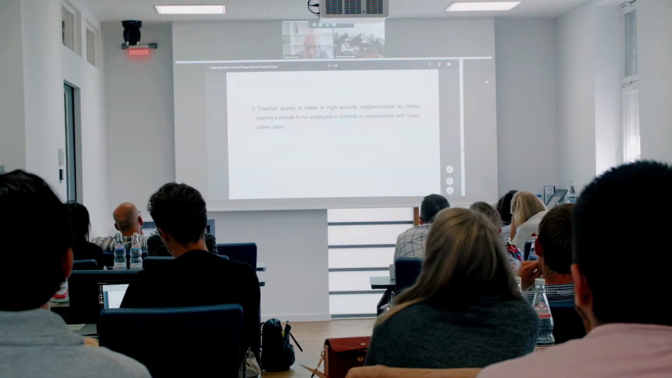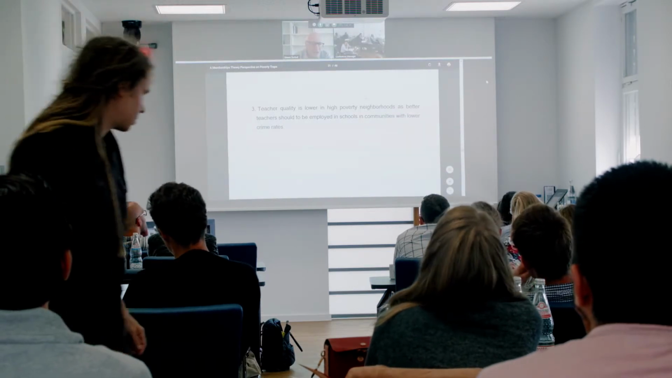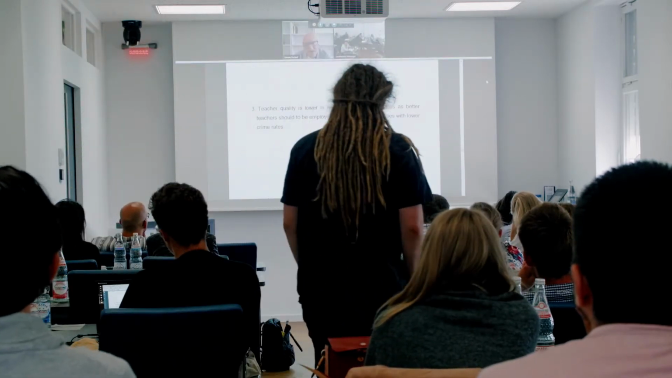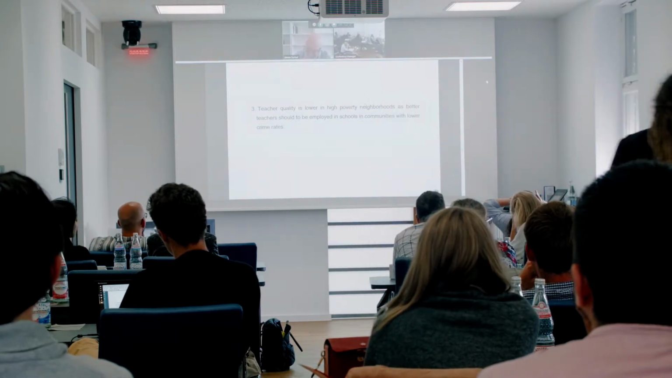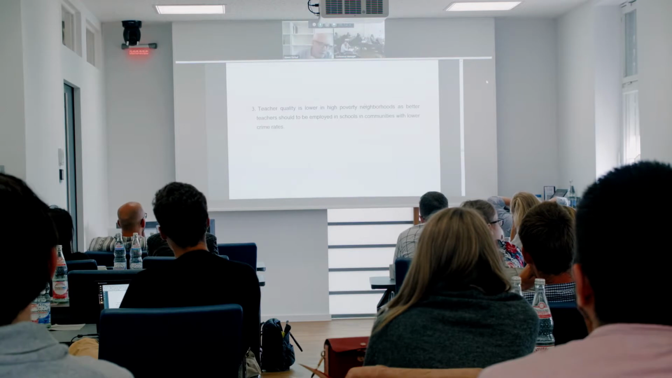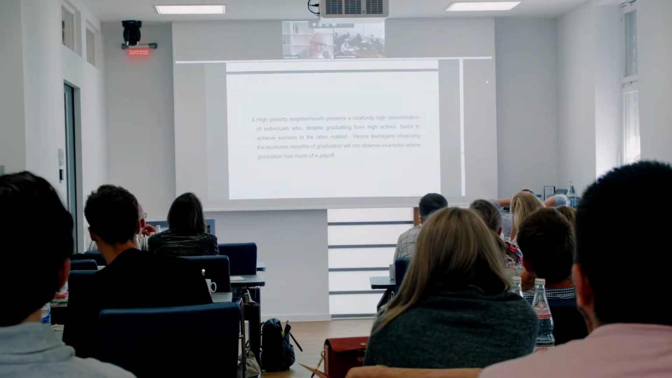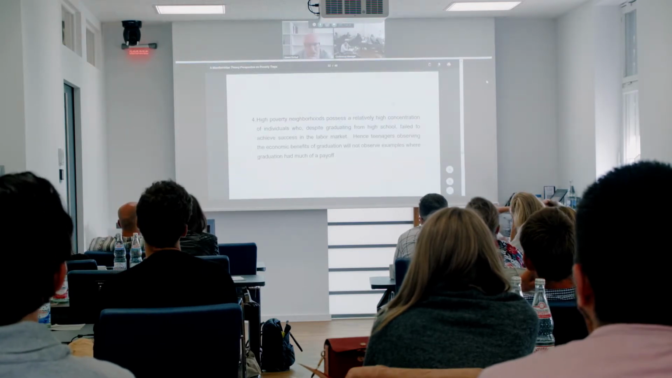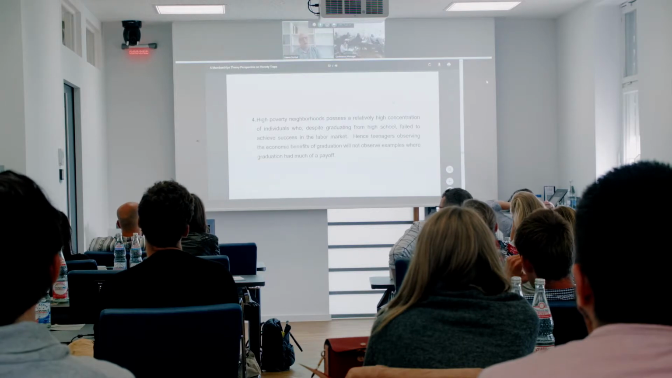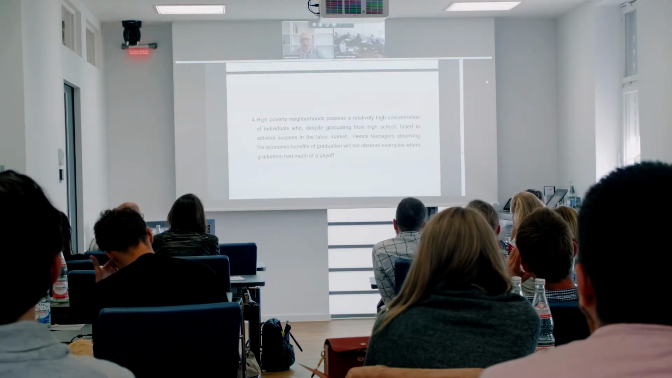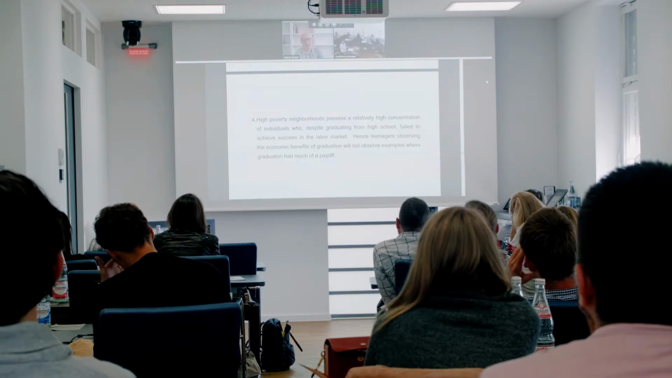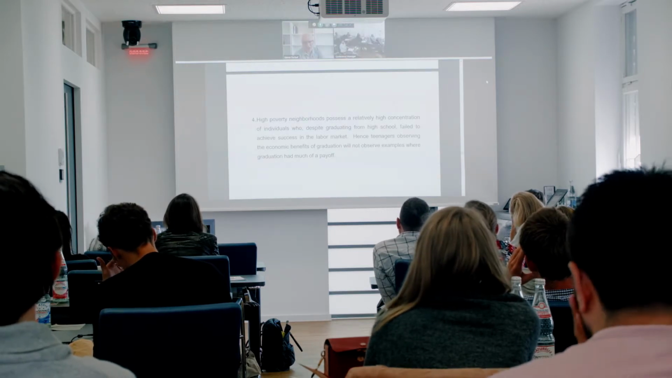Here's a third explanation, one that I think we know has some truth. It may be that the quality of schools is lower in high poverty neighborhoods, because we know teachers tend to not want to work in communities that are disadvantaged. So in the process of teacher assignment, that actually creates a diminution of educational quality in poor neighborhoods.